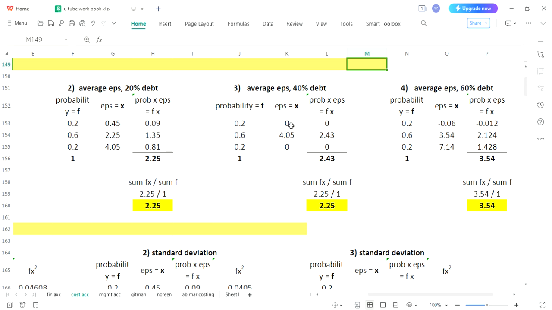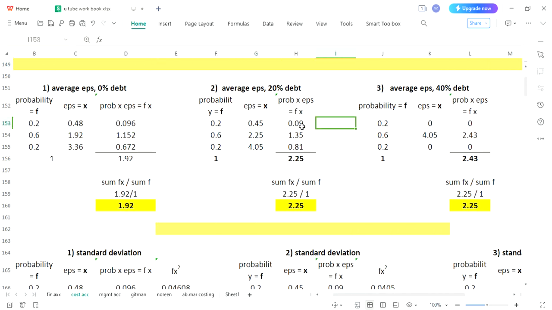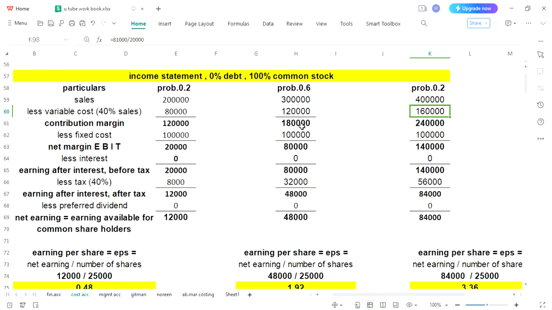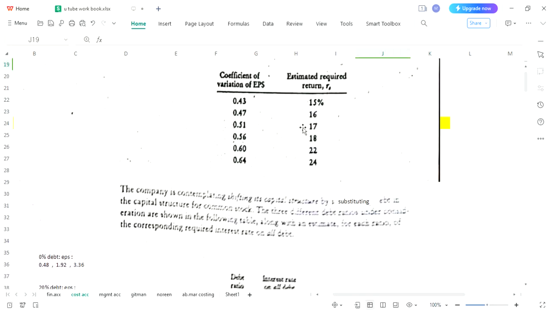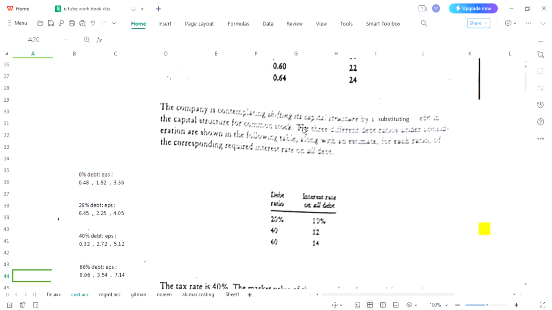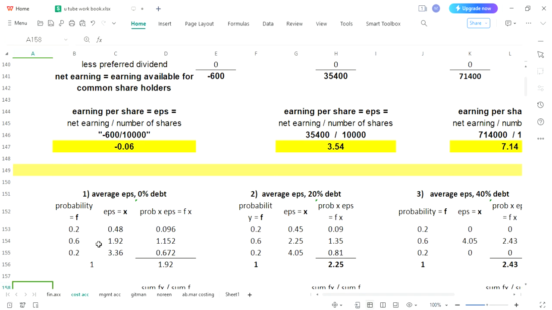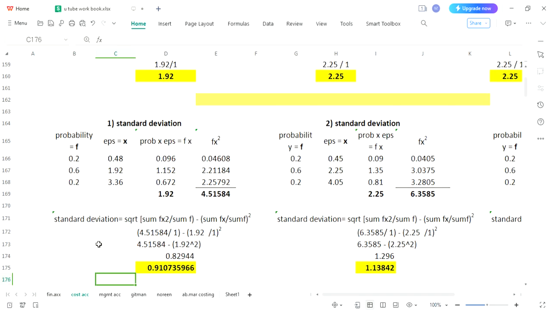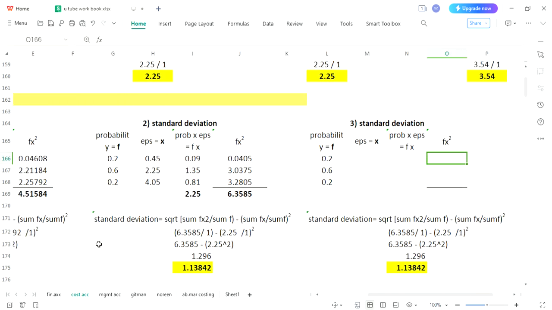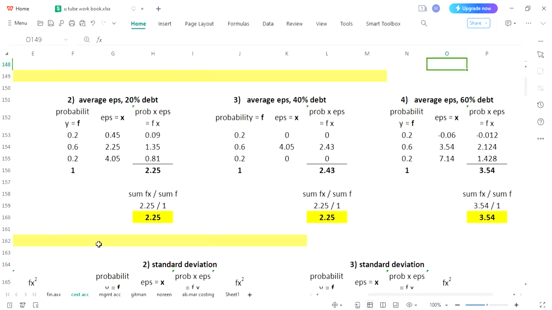Why was EPS disturbed? I think something happened over here. Your EPS has been changed. Let's check for the third part, 40% dead. What was EPS? It was 0.32. So sometimes it happens. You need to put 0.32 over here.